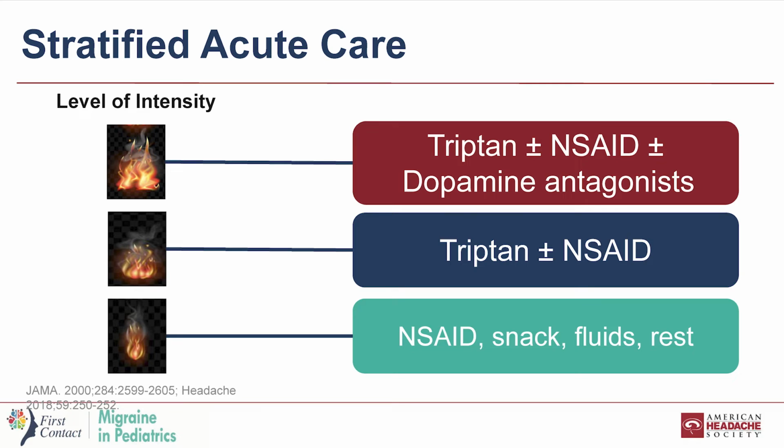And we use this idea of a fire burning to help give a visual of what this means. So when the fire is small or a milder attack, that's when you lean towards those more non-specific therapies, such as NSAIDs and other interventions. And then for an attack that is extremely severe, a bonfire, you're probably using a combination of NSAIDs and other migraine-specific therapies. So the typical things we think about are NSAIDs, triptans, and dopamine antagonists, and any combination of those based on each individual patient.